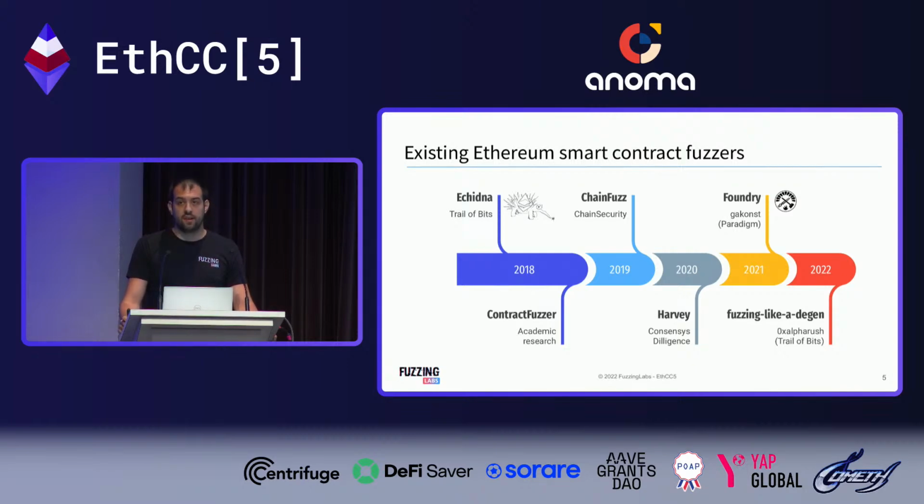Recently, we got Foundry, which supports fuzzing. I will discuss more about that. And a quick shout out to Fuzzing Like a Degen. It's definitely not a really efficient fuzzer, but it's really nice that people start to try to publish some new stuff and learn more about fuzzing for people in the ecosystem.